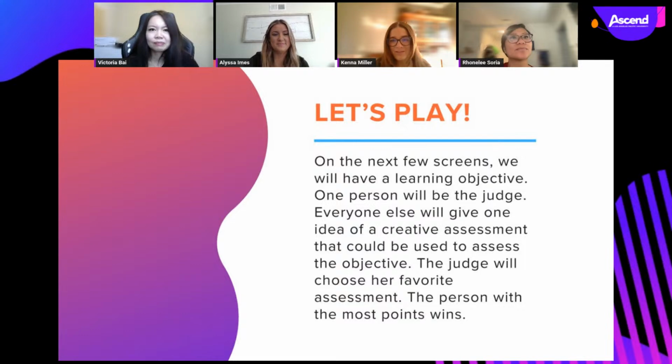One person will be the judge, and then everyone else will give one example of a creative assessment that could be used to assess that objective. And then the judge will determine her favorite option out of the three. So we will go ahead and get started. I'm also going to keep score, and I'll update us all after each of the objectives, and we can go from there.